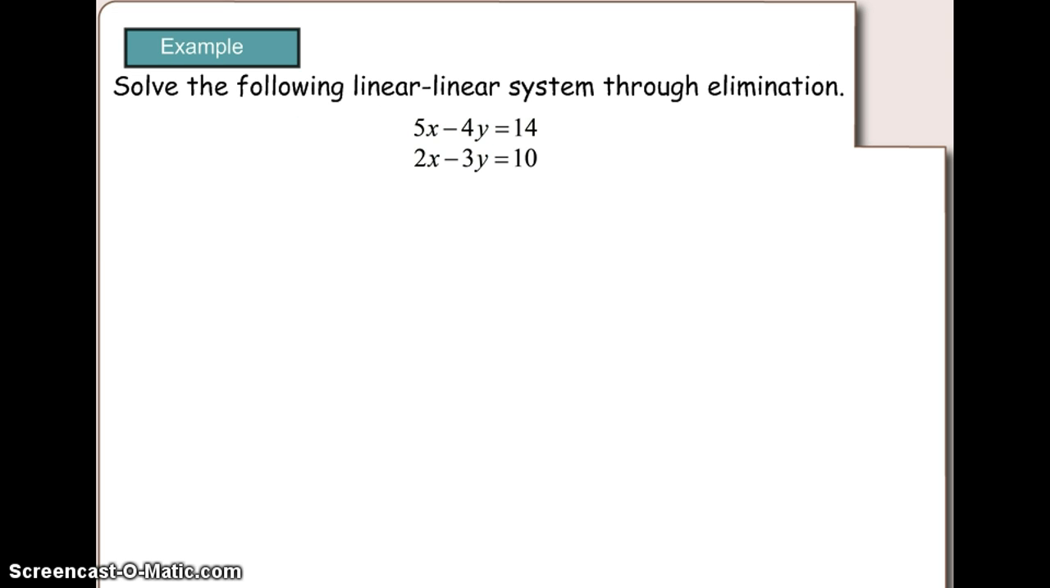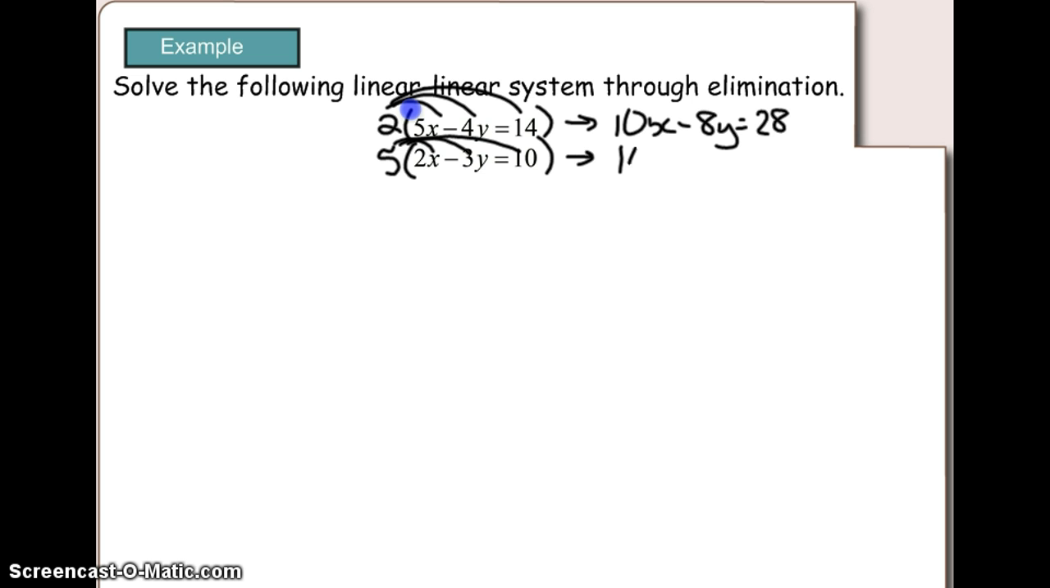So we're going to try a little bit more complicated example. If you notice in the following system, we do not have two coefficients that are the same, so we need to make them the same. I'm going to multiply the entire first equation by 2 in order to get a 10x subtract 8y equals 28. Now I want to make this x the same, so I'm going to multiply everything by 5, leaving me with 10x subtract 15y equals 50.